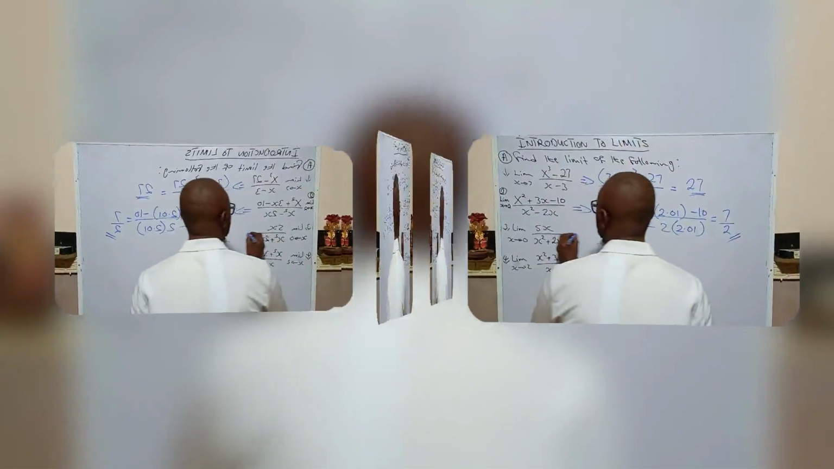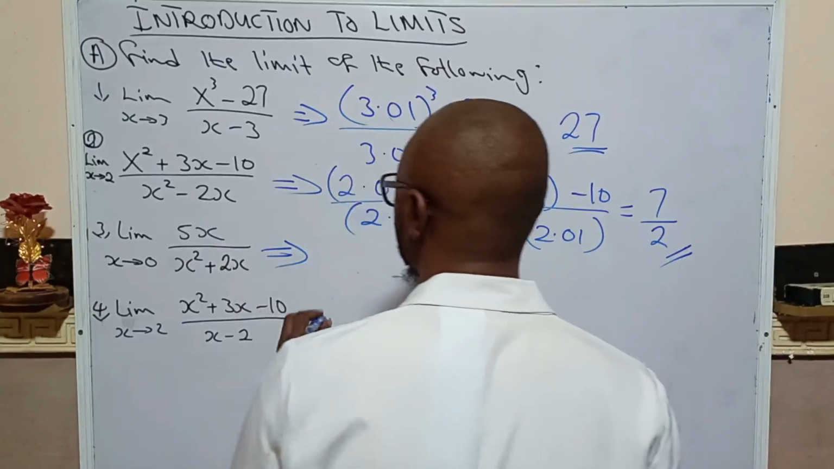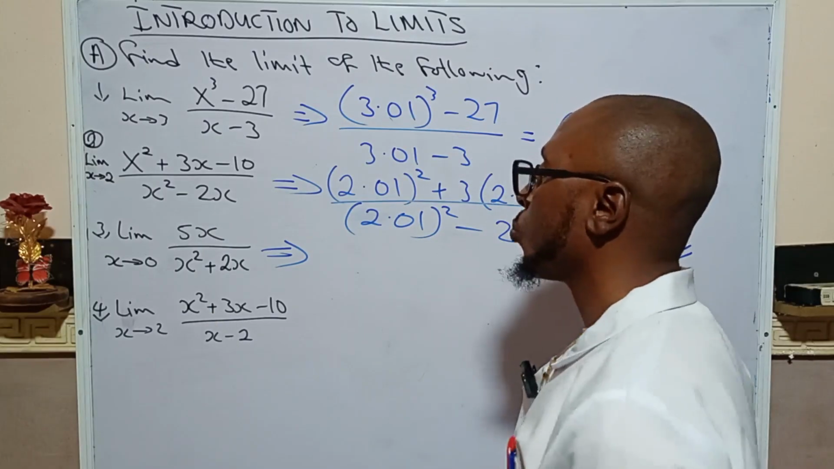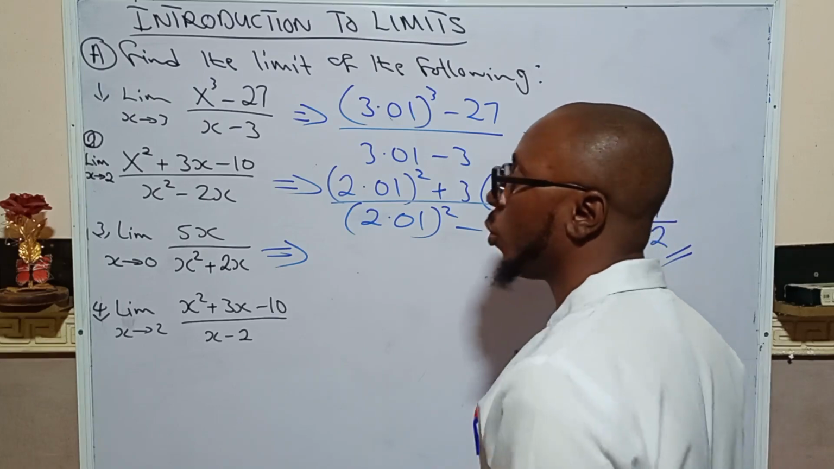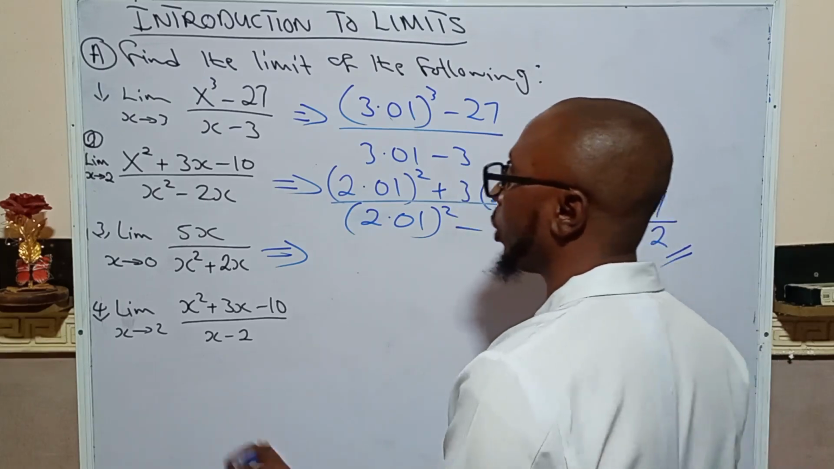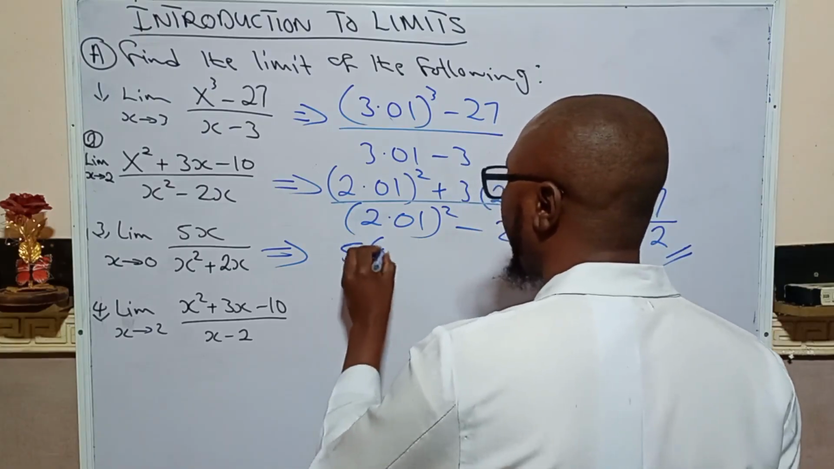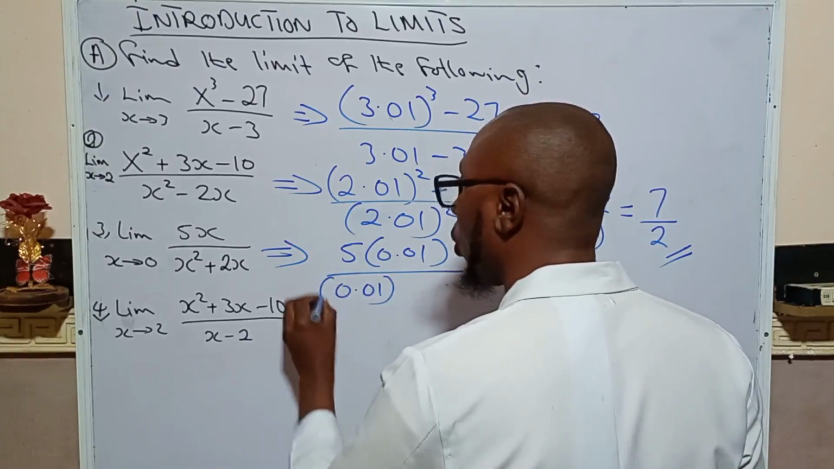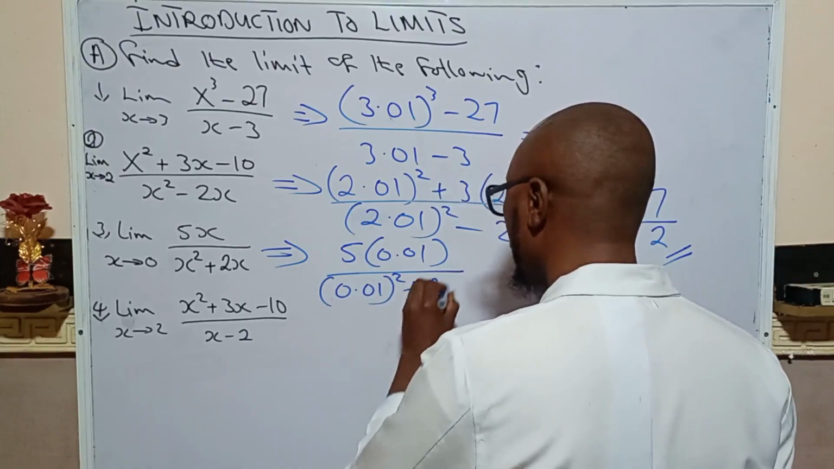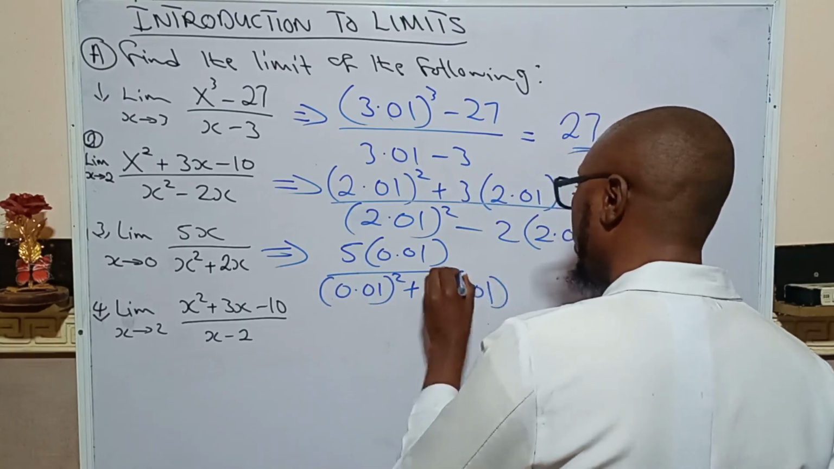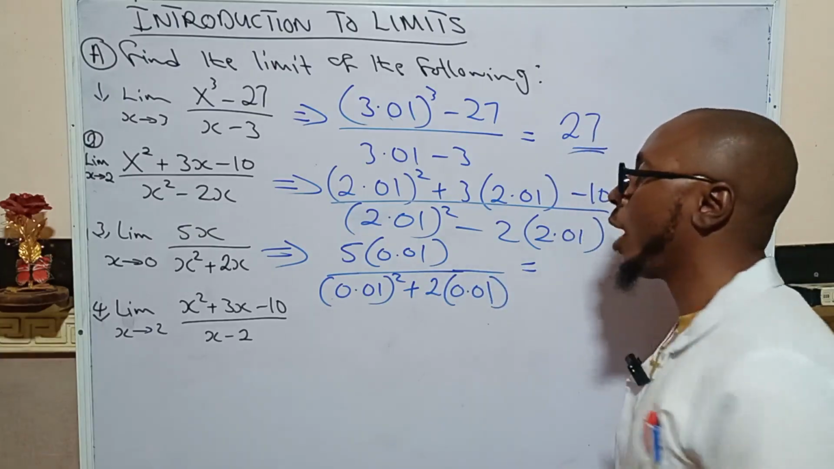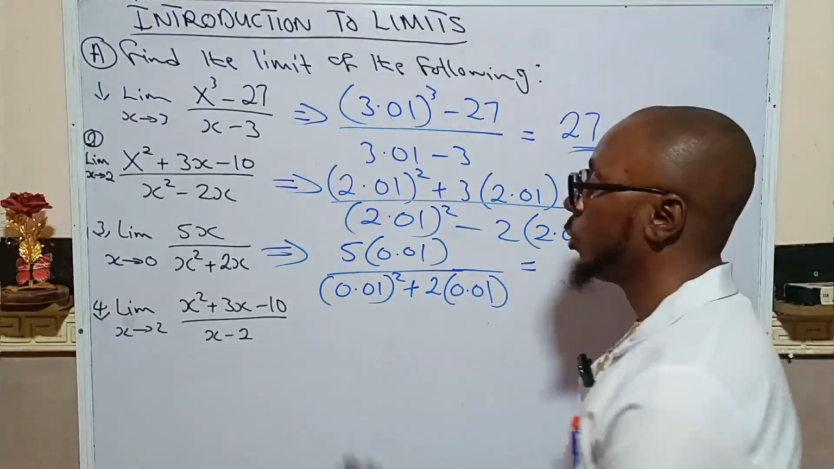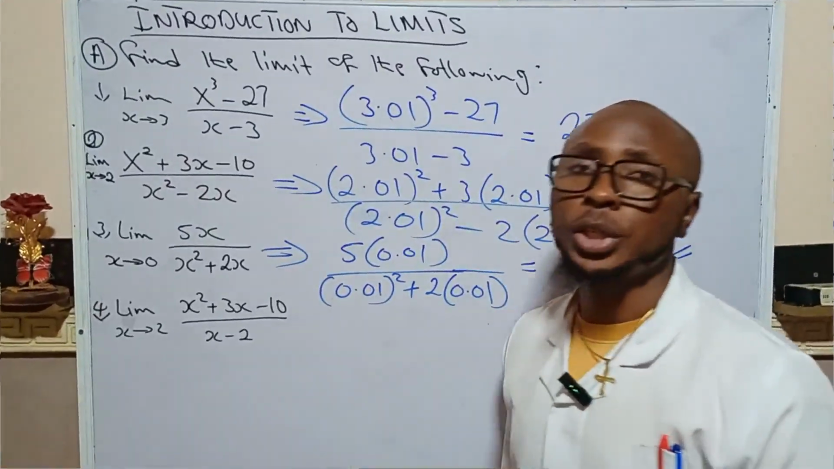So for the next one, it's still the same thing. Your limit here is 0. So when you put 0, everything clears out, right? Okay, so instead of 0, you're going to put 0.01. So you're going to have 5 open bracket 0.01 divided by 0.01 all squared plus 2 open bracket 0.01, right? When you do this, whatever you have is going to be your answer. So you could try the fourth one and see what you will get.